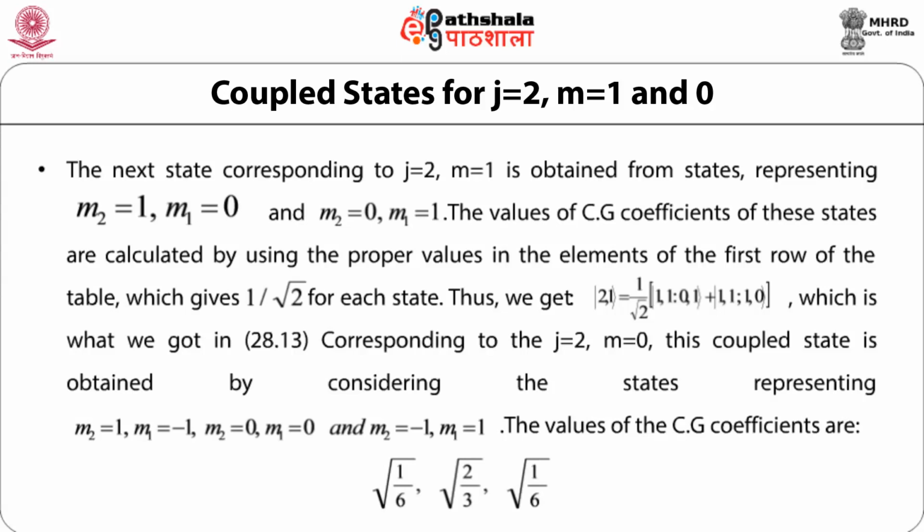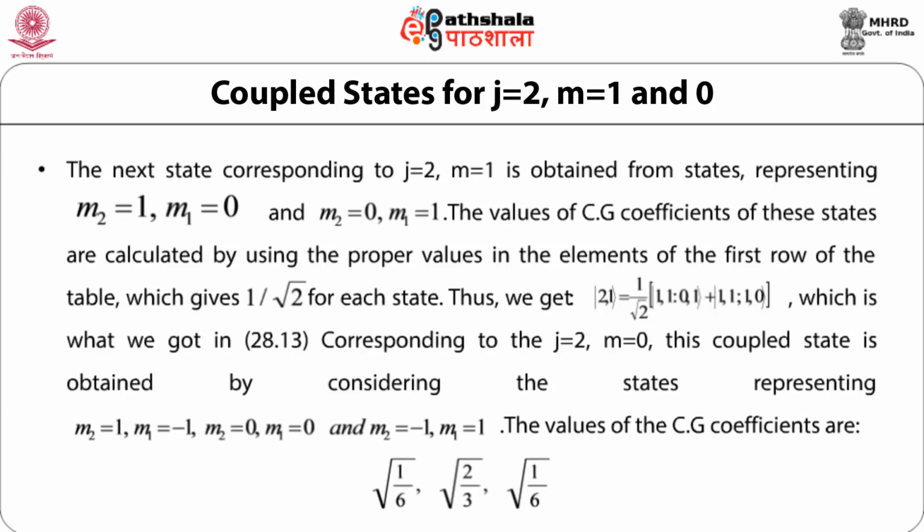Thus we get the total coupled state, the state 2, 1 corresponding to j equal to 2, m equal to 1, equal to 1 by root 2 times [state 1, 1 and 0, 1 plus the state 1, 1 and 1, 0], and this is the result that we had also got in module 28.